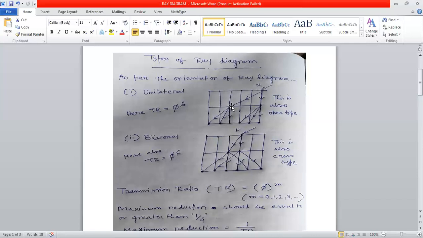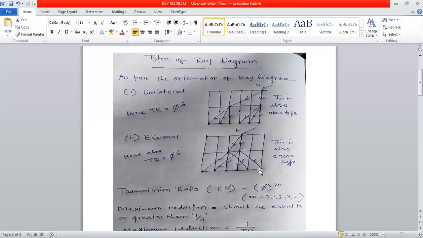Where I am pointing with the arrow, these are the nodal points. When we get a concave shape by joining the nodal points, the ray diagram is most feasible, then most economical. And when we get a convex shape by joining the nodal points, that is not economical.